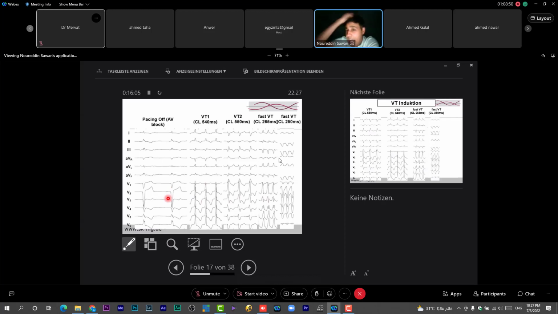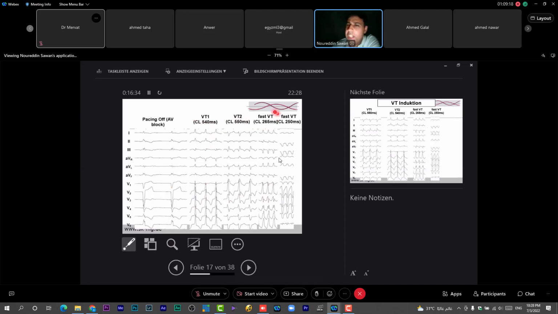So again, to our patient. The patient came with VT, which was recorded in his ICD. So we didn't have any ECG documentation, and we knew that the cycle length was between 540 and 550. So it's not very fast.